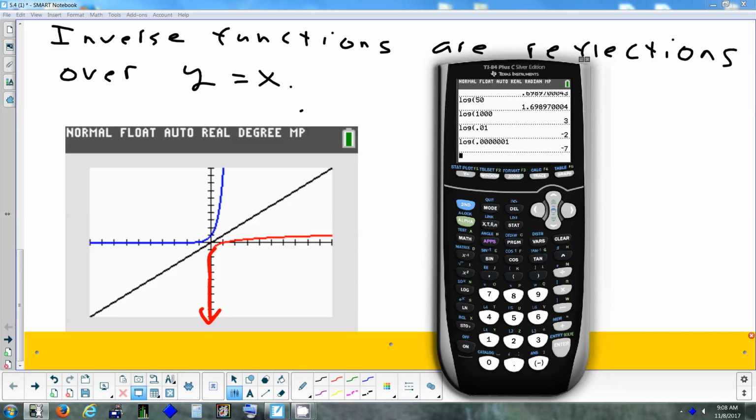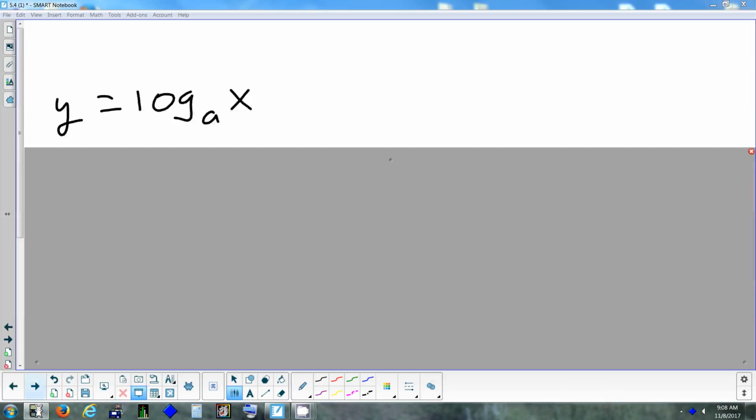But it's so steep that the calculator can't sketch it. That's why it looked like the graph just stopped. Okay, but it doesn't stop. That's why I added in that part.